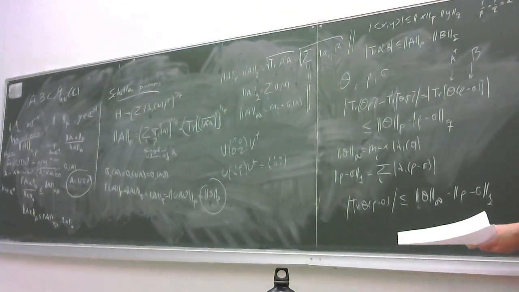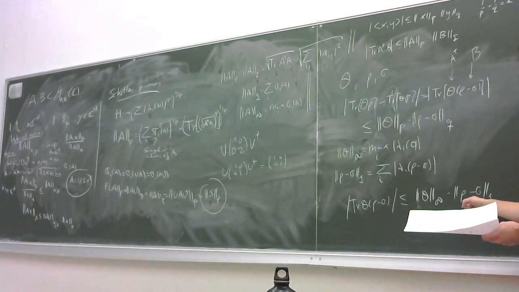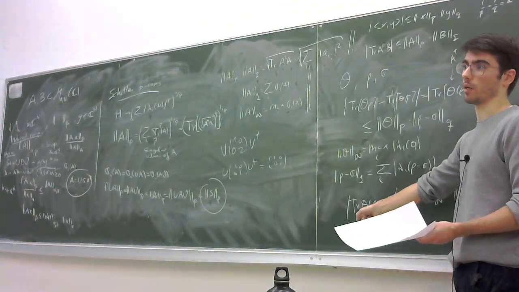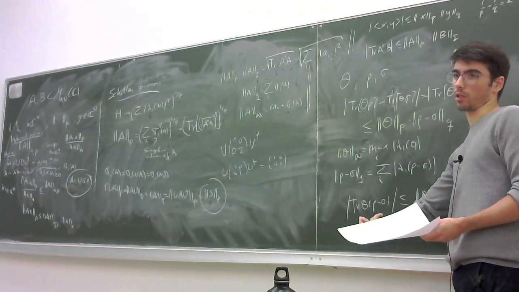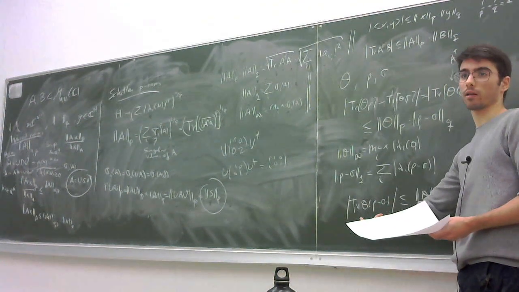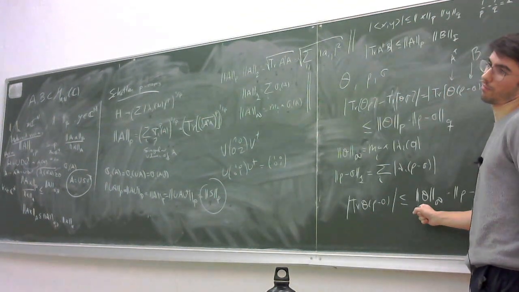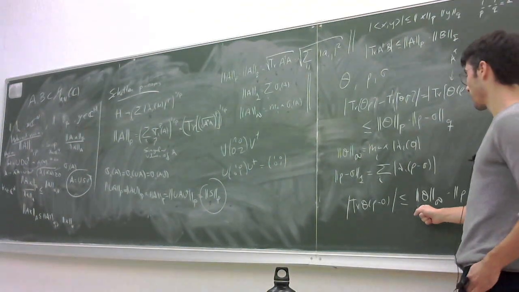And this property is very useful because it's telling you if two states are very similar, then the expected value for any observable will be very similar. Right? So if this thing is very small, then any expectation value will be very small. Unless you are paying attention to make this very big, but please, play fair.